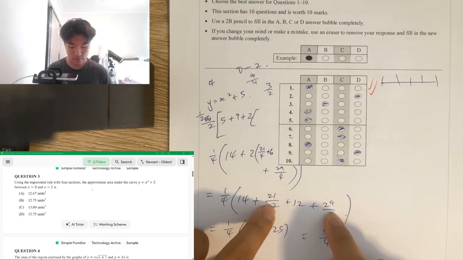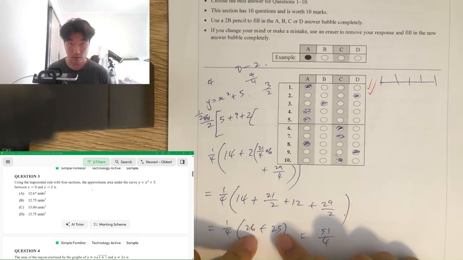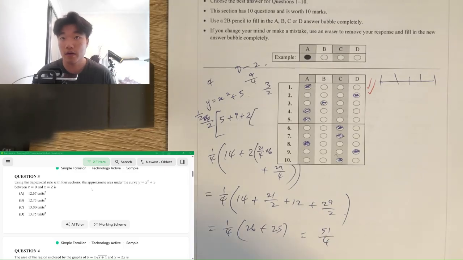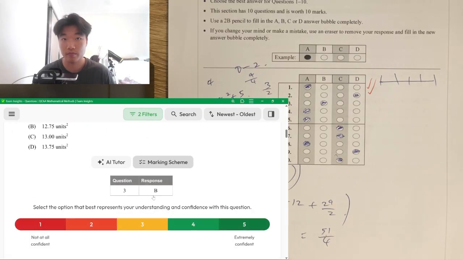We're just adding the top numbers, so 21 plus 29 is 50. 50 over 2 is 25. And then this becomes 51 over 4. 51 over 4 is 13 minus 1 quarter, which is just 12.75, which is B.